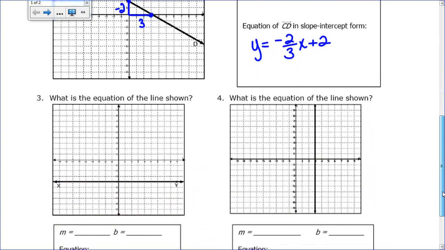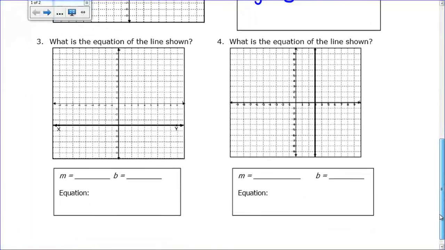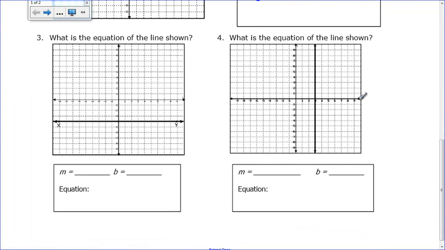So now we have a horizontal line and a vertical line, and I hope that you remember this from Algebra 1, but if you don't, I'm going to hopefully refresh your memory. In Algebra 1, you should have seen this acronym, HOY and VUX. HOY means you have a horizontal line with 0 slope, and the equation is y equals.